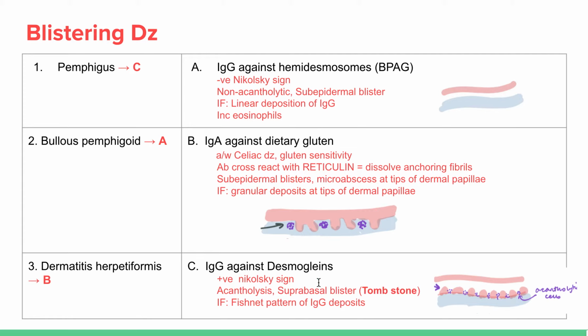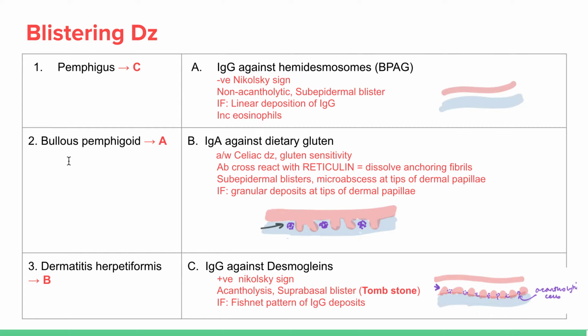They're very fragile blisters. And what you see on histology is acantholytic cells. You see these little purple cells in between these tombstone-like structures. So you can see a tombstone-like structure and you see these acantholytic cells kind of stuck in between them. This is a suprabasal blister. And on immunofluorescence, you're going to see a fishnet pattern of your IgG deposits.